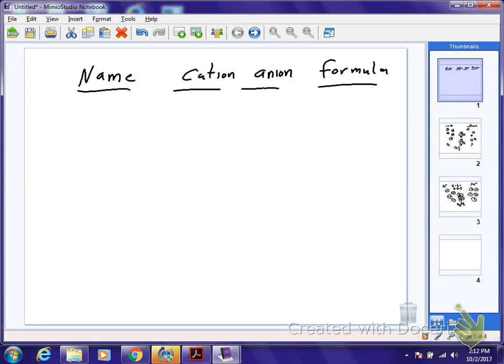The first one says we have sodium iodide. So do this in your notes section and just have these labeled like this. I'll wait for you to do that. So go ahead and write sodium iodide name, and then the next column is cation, anion, and formula. So go ahead and do that in your notes.